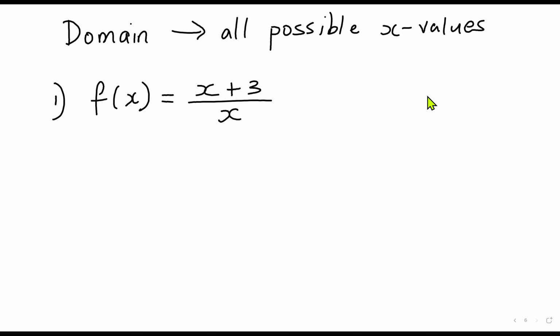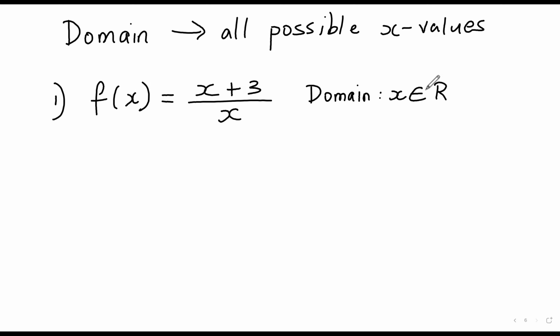I feel Jazara knows what it is. Jazara, yes, Jazara is here. Jazara, with x plus 3 divided by x, what value of x cannot be used? Must be 0. It is 0. See, I had a good feeling that you would know. Can you tell us why? Because you can't divide anything by 0.